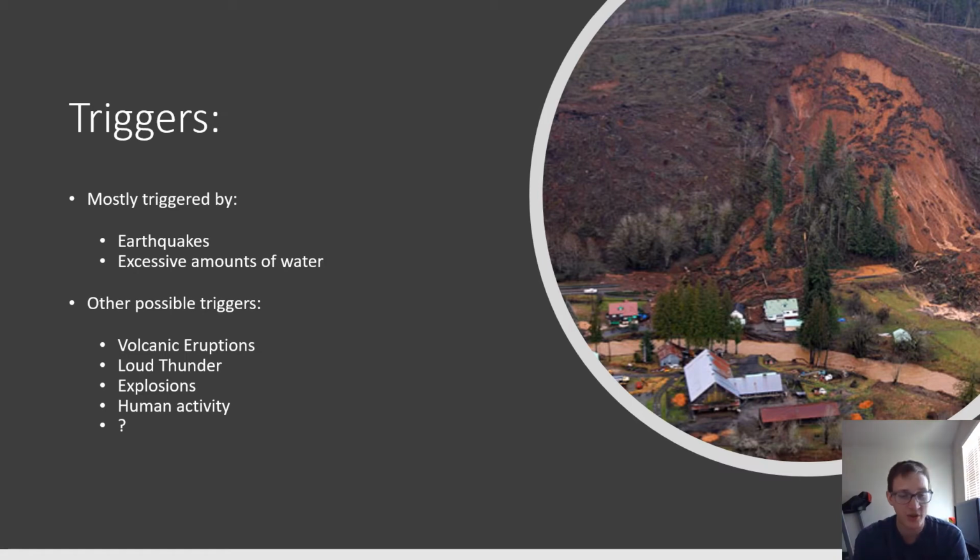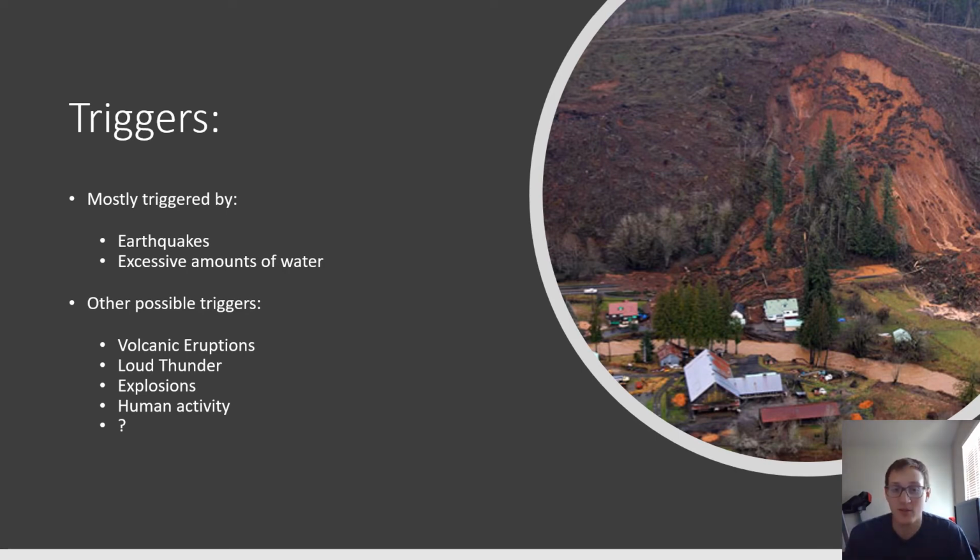Other possible triggers are volcanic eruptions. When things erupt, there's going to be some kind of shaking of the earth, which can cause vibrations and things to break loose. Loud thunder can cause vibrations and break things loose and have them fall as well. Explosions too, when people start cutting roads through mountains and use dynamite to blow holes in the sides of mountains. That can trigger mass movements in other places.